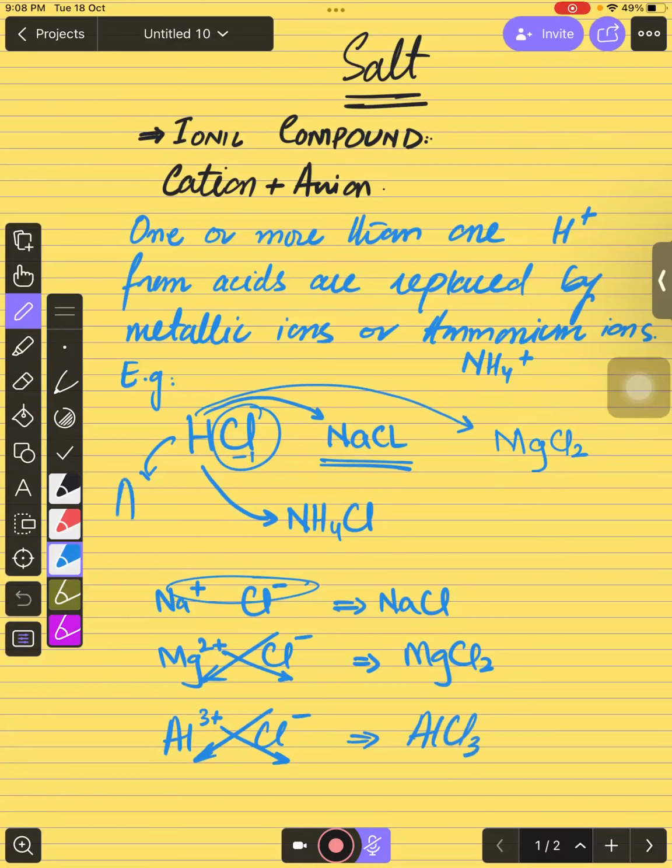So you need to keep remember कि आपके पास salt का formula correct होना चाहिए. Salt का formula आपके पास क्या होना चाहिए? Correct होना चाहिए. Is that clear definition to all of you?